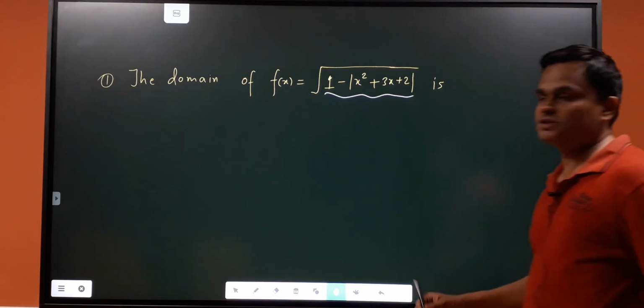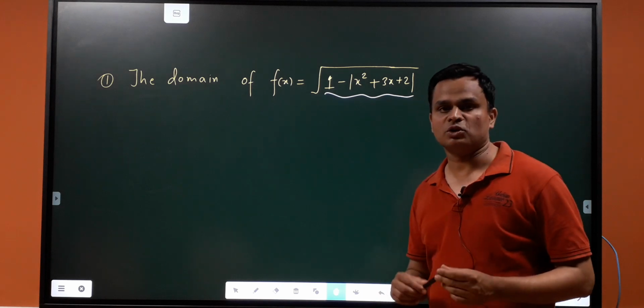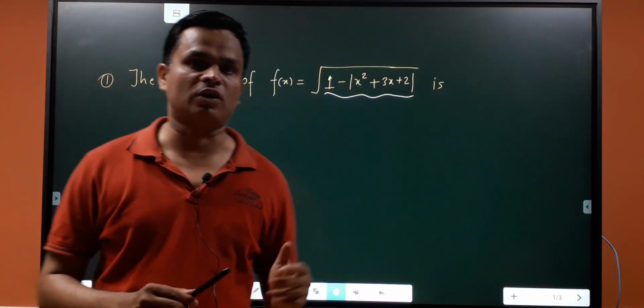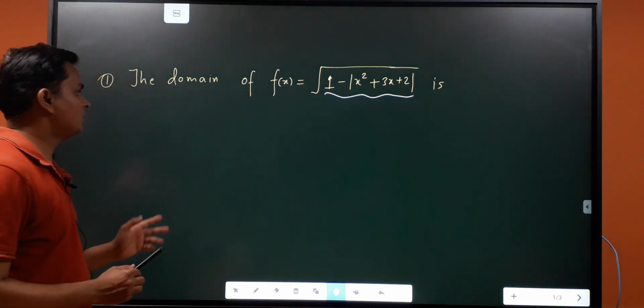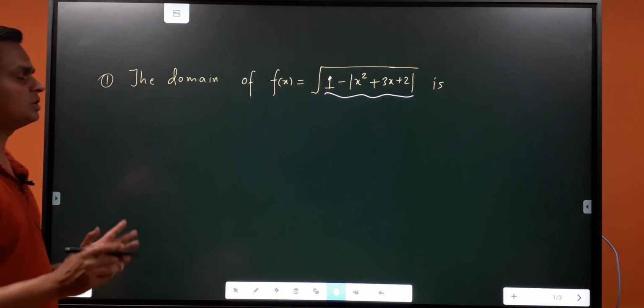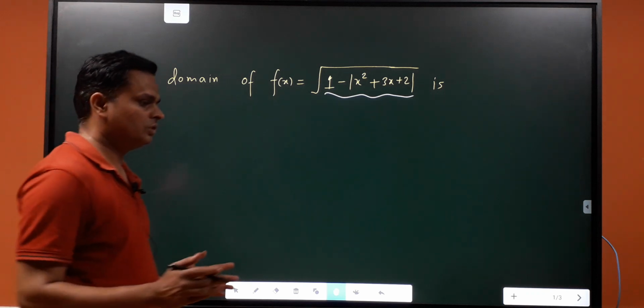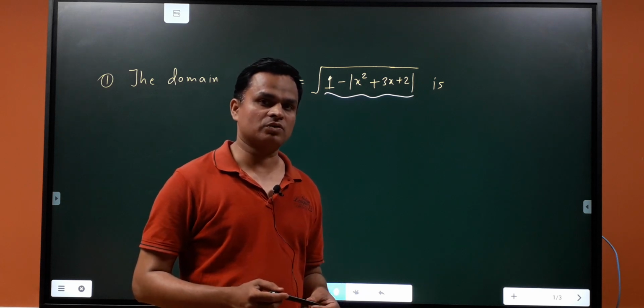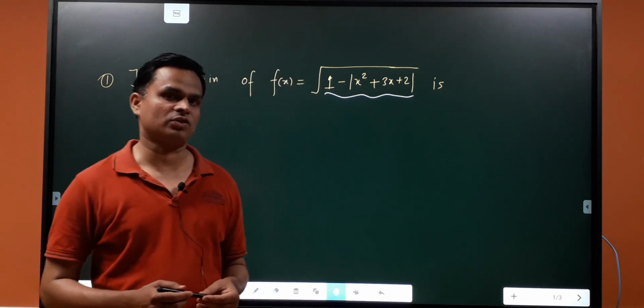Hello dear students, today I am going to take a question from the topic of functions, and the question asks us to find the domain of the given function. The given function has a term under a square root. I have taught you in the topic of functions that when a term is given inside the square root, then that term must be greater than or equal to 0.